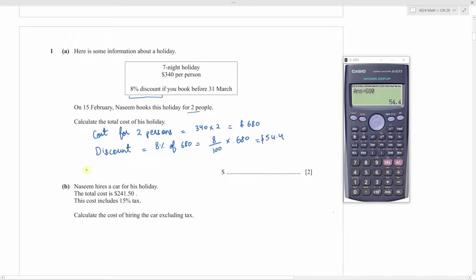So this is $54.4. And then your cost after the discount will be 680 minus 54.4. So 680 minus 54.4, which is $625.6. So your final answer will be $625.60.